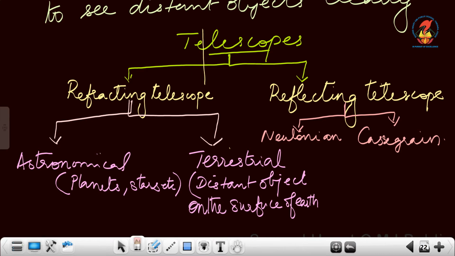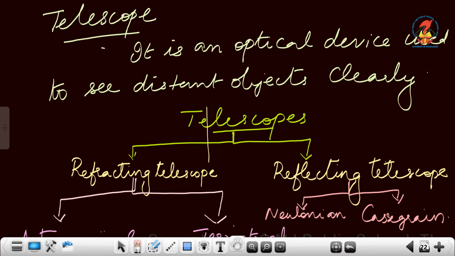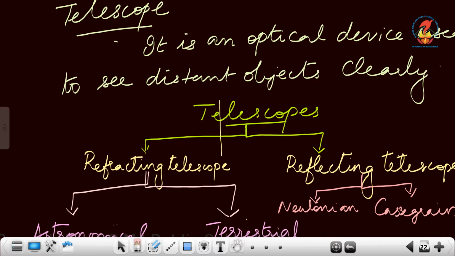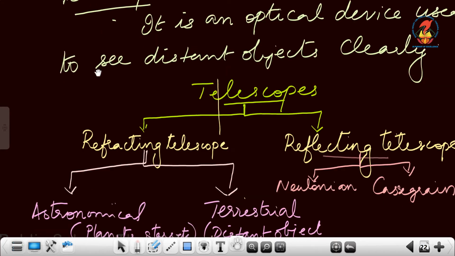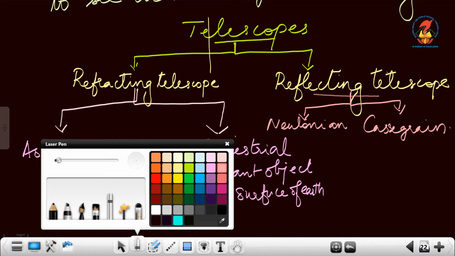So telescope means what? It is an optical instrument which is used to see distant objects very clearly, and it is of two types. Which are the two types? Refracting telescope and reflecting telescope. And refracting telescopes are the ones which use lenses, and they are of two types.